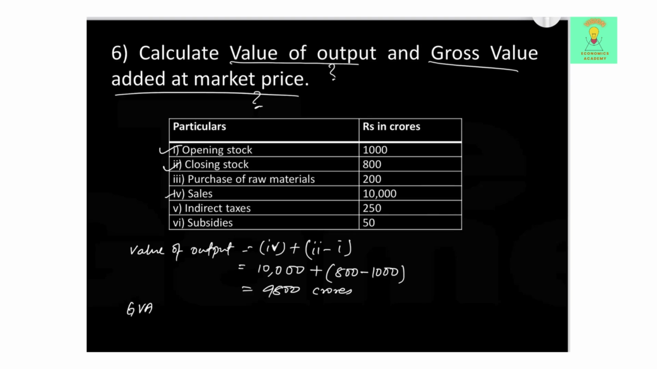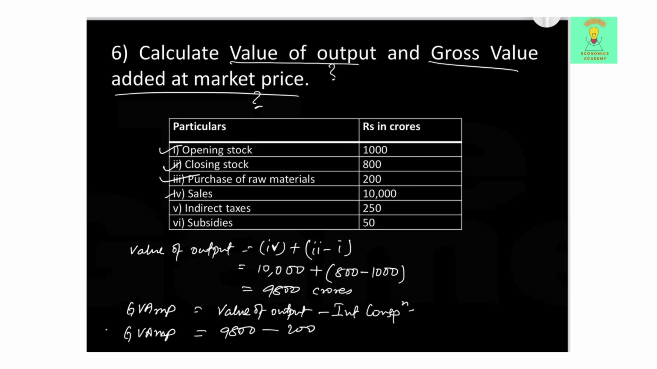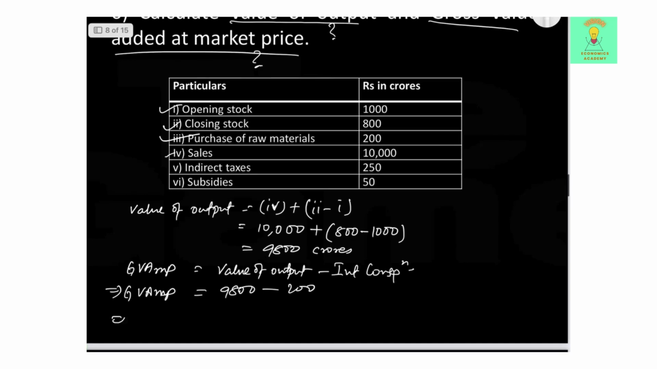Now the next part is GVAMP, right? GVAMP we know is value of output minus intermediate consumption. I am writing in short. So value of output, we have already got 9,800, minus intermediate consumption, which is purchases of raw materials, that is 200. Therefore GVAMP is equal to rupees 9,600 crores. So this is your answer.